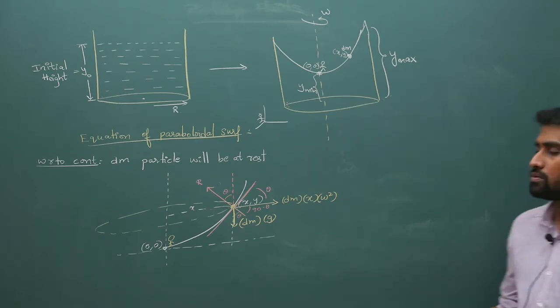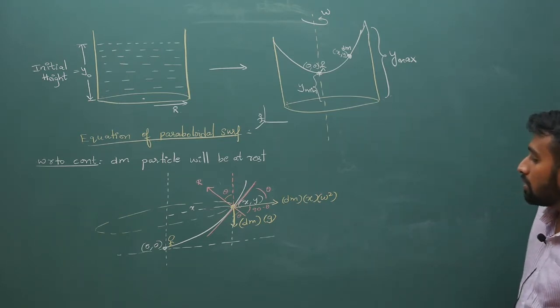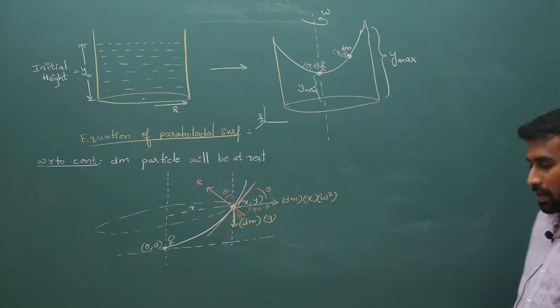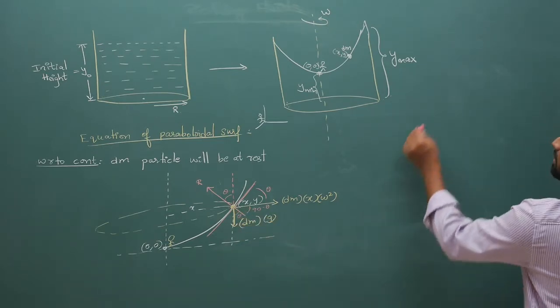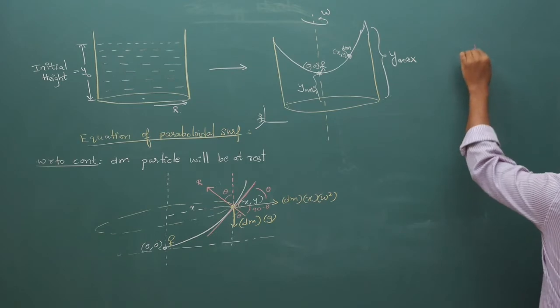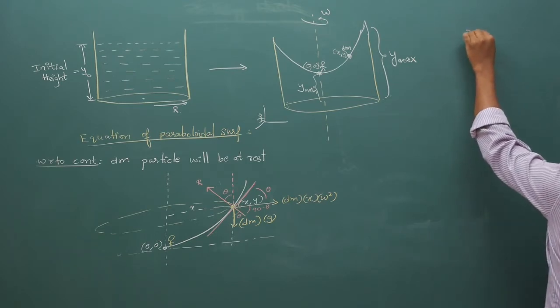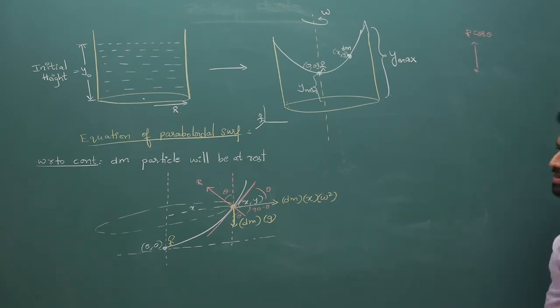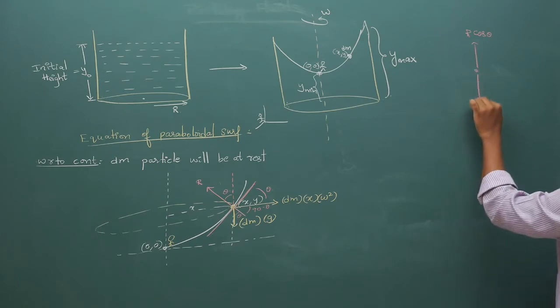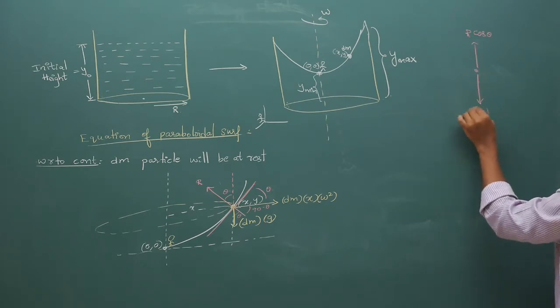Now what will I do? I will tell you here. For this particle that you are taking on the edge, there is R cos theta acting this way, which is being balanced with dm into g.